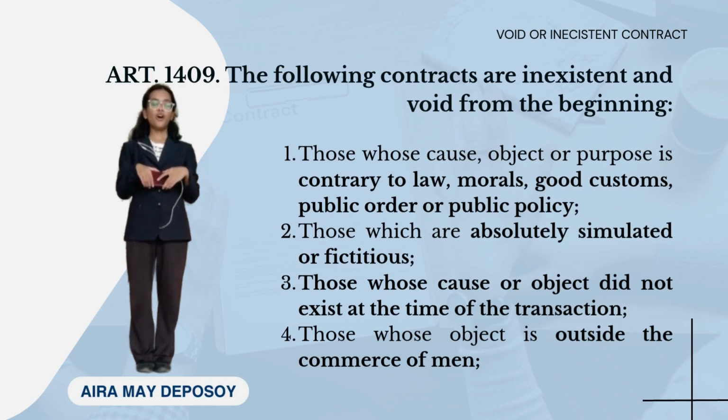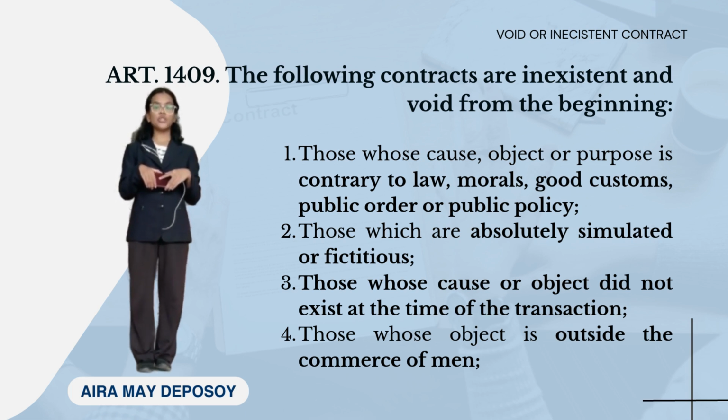Now let's move on to another example of void contract. These are absolutely simulated or fictitious contracts. This is when both parties pretend to enter a contract but they don't really intend to follow it. For example, Anna sells her land to her father-in-law to avoid paying debt, but she never gets paid and continues living on the land. They only pretended there was a sale since they never intended it to be real. It is a sham and therefore considered void.